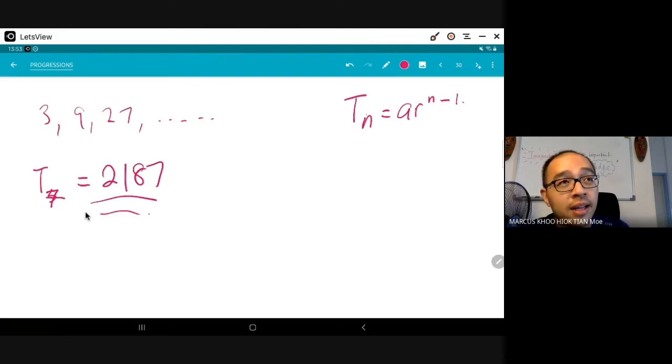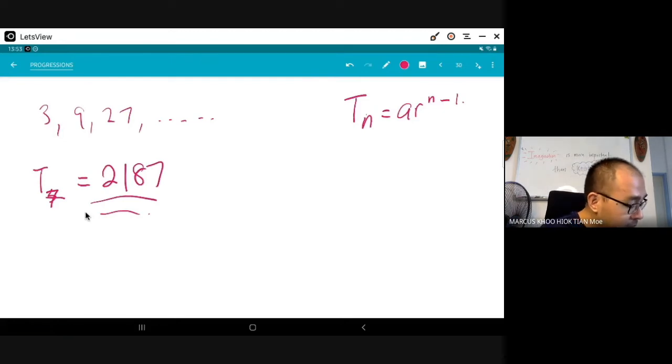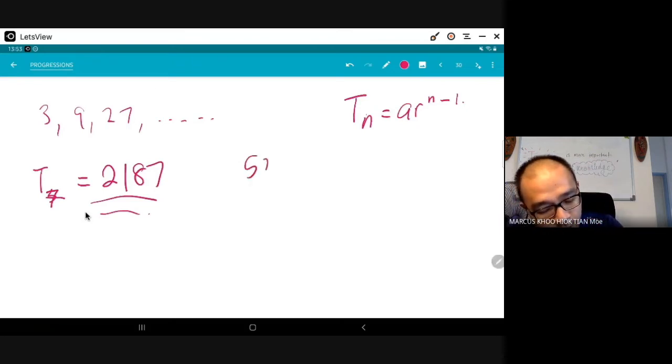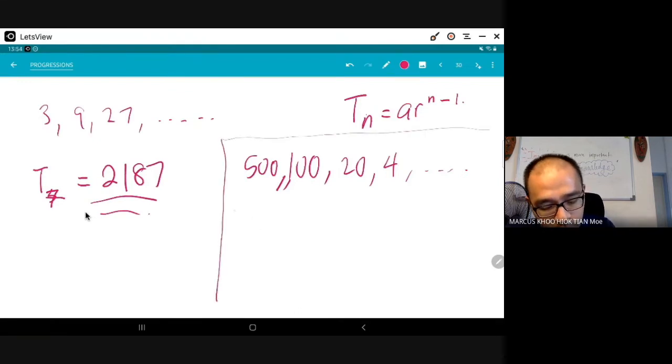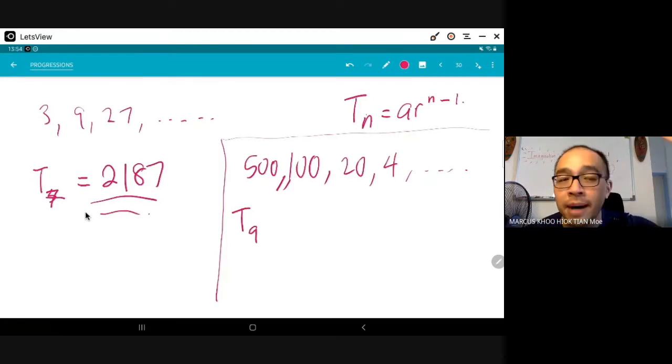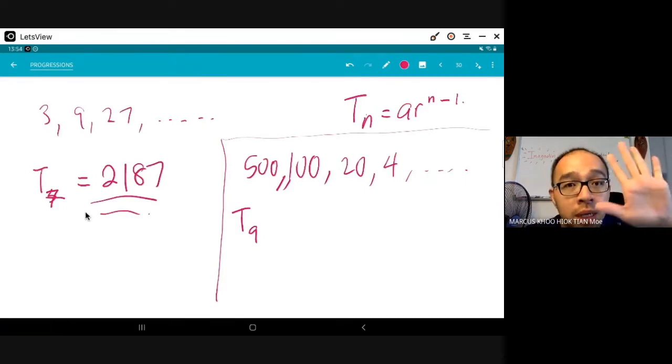Now, let's do another one lah. Kita buat satu yang menurun. Remember, kalau menurun, the R is menjadi pecahan ya. Okay, fine. 500, 100, 20 dan seterusnya. Find for me T9. Remember, R is nombor di depan bahagi dengan nombor di belakang. Doesn't matter whether dia mengecil atau membesar. Okay, kalau dia fraction lah.